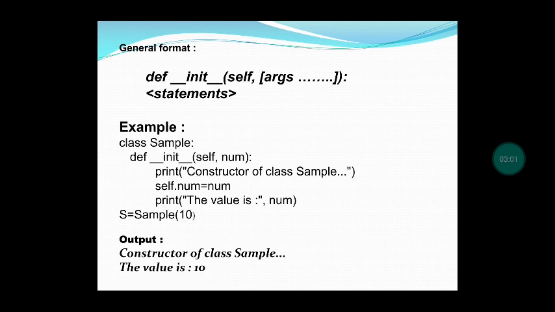So the output of this program will be, first the constructor will be executed. So we got the output as "constructor of class sample". After that the value which was given to num is printed. The value 10 has been printed. By this example you can clearly understand how to create a constructor.